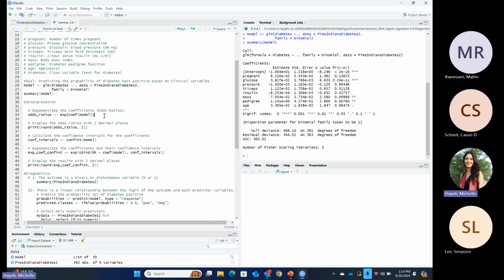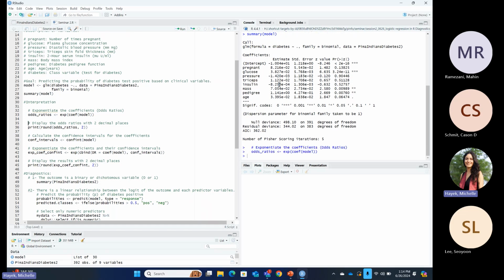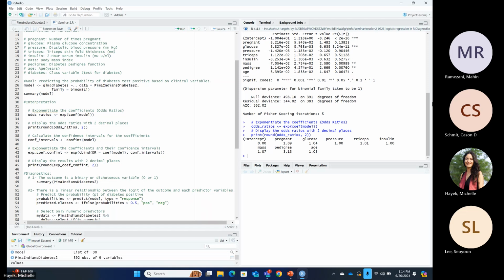And for better interpretation of these results, we can convert the coefficients into odds ratios. So we're basically going back and presenting them in odds ratios. So this is probably better to see. So for every 1 unit increase of glucose, the odds of having diabetes positive instead of negative increases by 0.04.